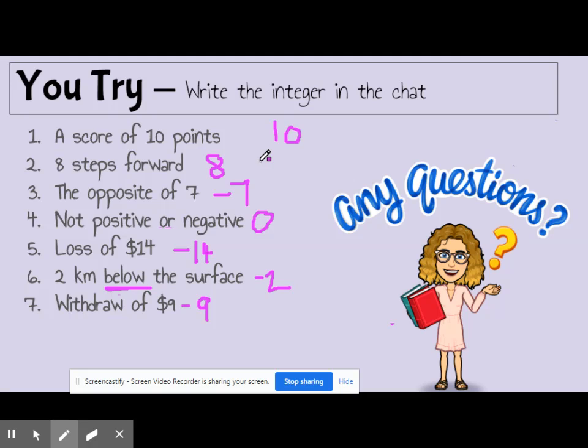Now, when you check Canvas, you're going to see your assignment. Your assignment is in Solvus Realize. You have problems that are very simple and easy. You have to identify opposites, and you also have to plot integers on a number line.